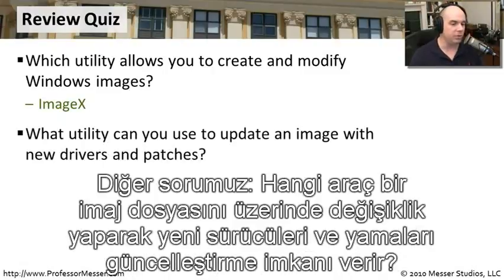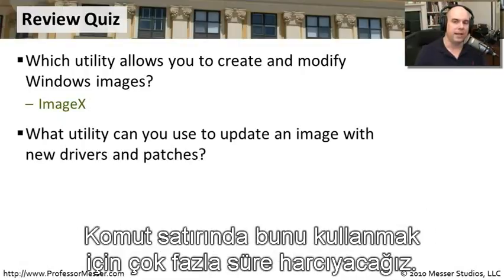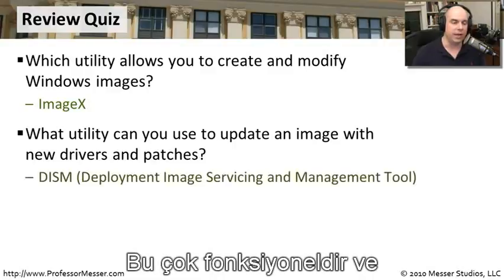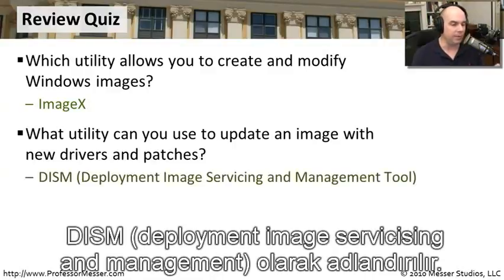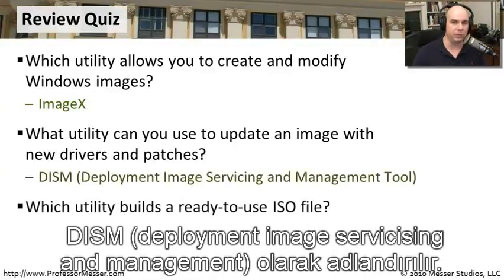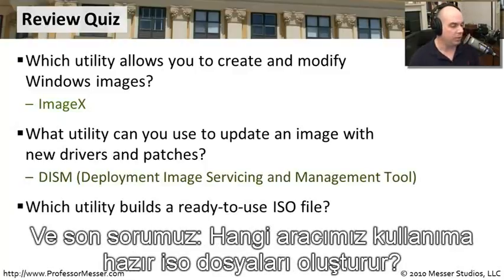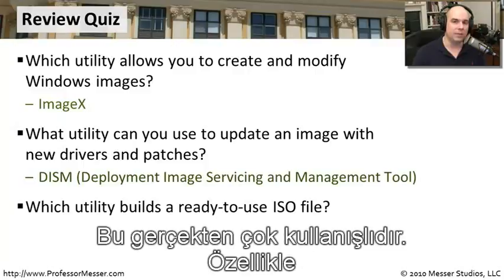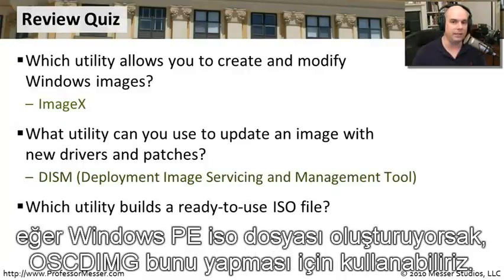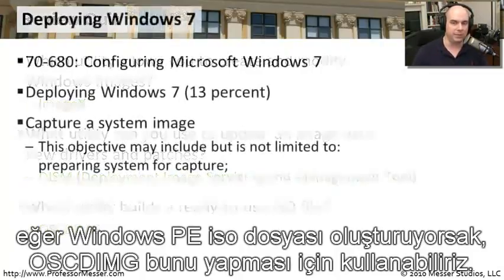What utility can you use to update an image with new drivers and patches? We're going to dedicate a lot of time to using this at the command line. It's extremely functional, and it's called DISM, the Deployment Image Servicing and Management tool. And our last question: which utility builds a ready-to-use ISO file? That would be really useful to have, especially if we were building a Windows PE ISO file, and we would use OSCDIMG to do that.